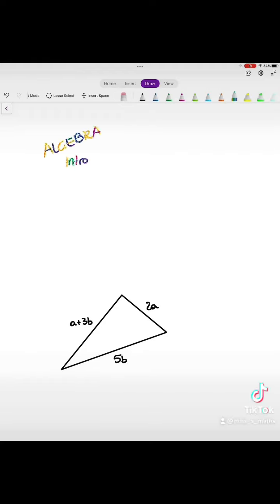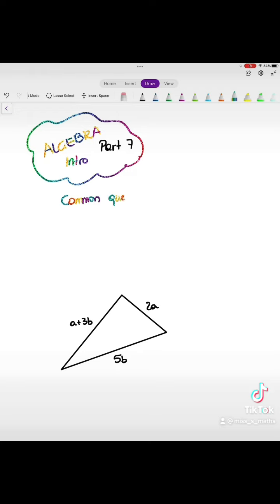This is part 7 of my algebra intro videos, and in this video we'll deal with a quite common question: find the perimeter of this shape. Now, first of all, what is the perimeter?